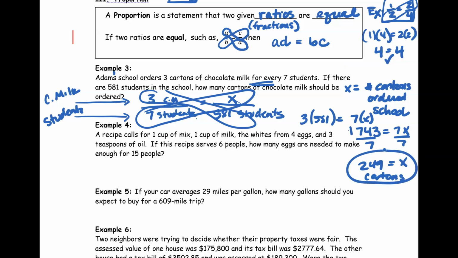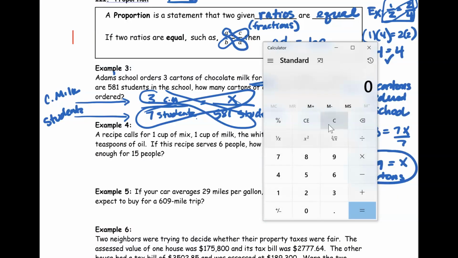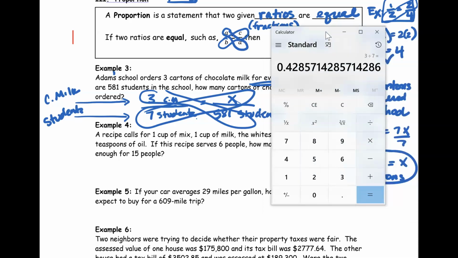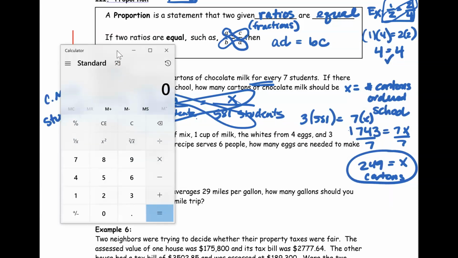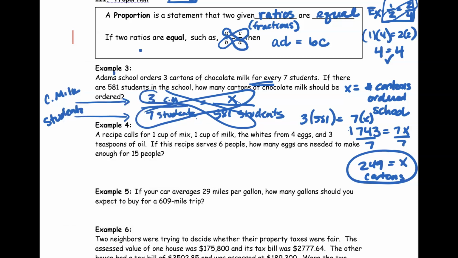And then with your calculator, let me just pull up my calculator real quick. We can just do a quick check. So 3 divided by 7, I'm going to divide that first fraction. I get a decimal, 0.428, and then it continues. But just remember 0.428. And then I'm going to do 249 divided by 581, and I get that same decimal, which is awesome. That's the best way to check your work.